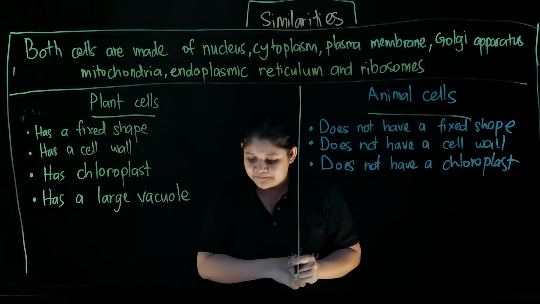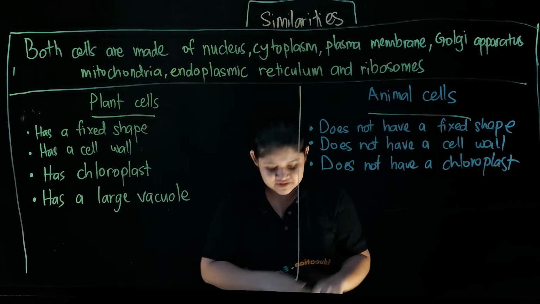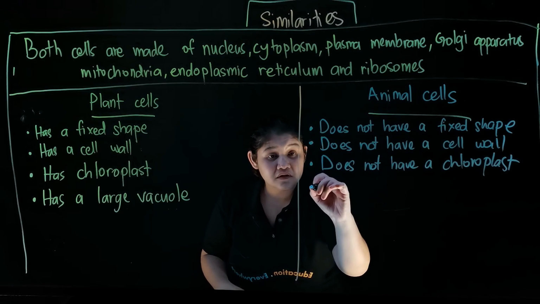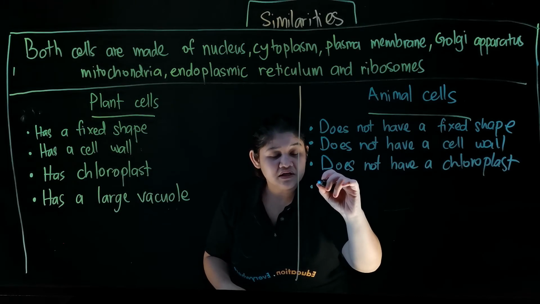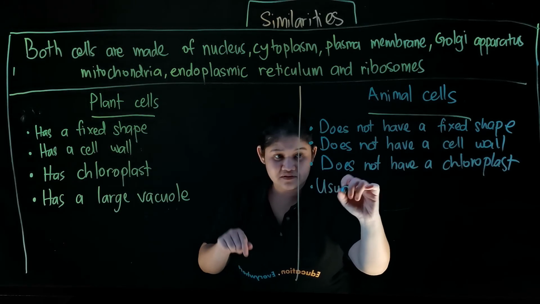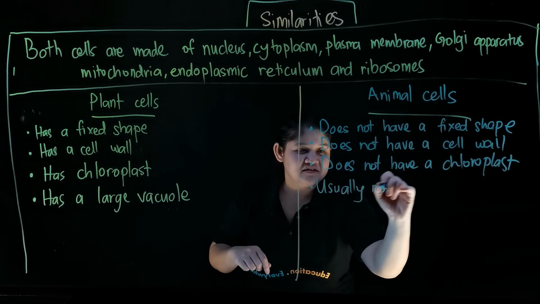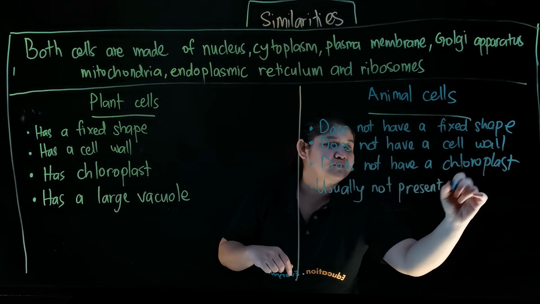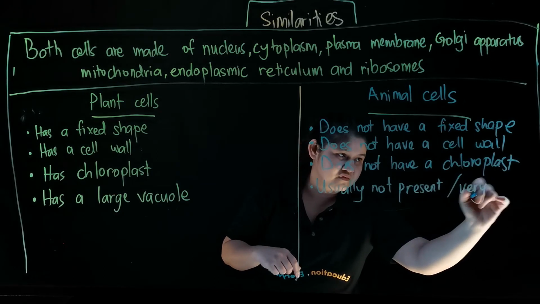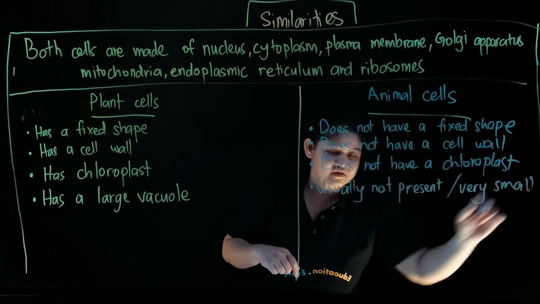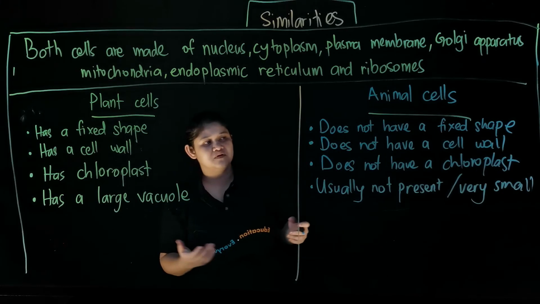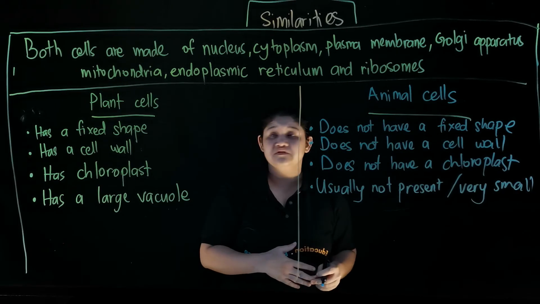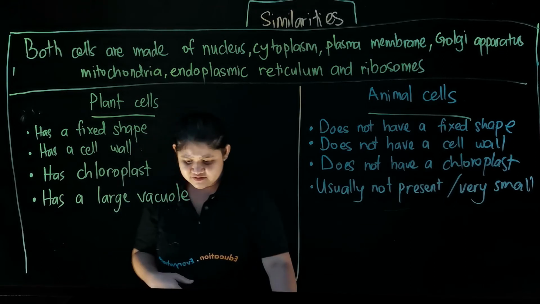For an animal cell, it is usually not present, or if they have one, it would be very small. Because we animal cells don't need to store water and nutrients. What else?